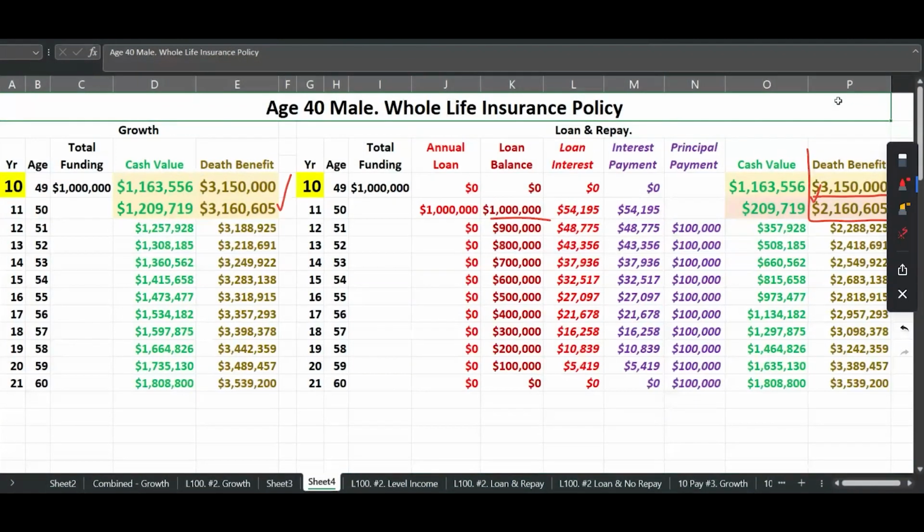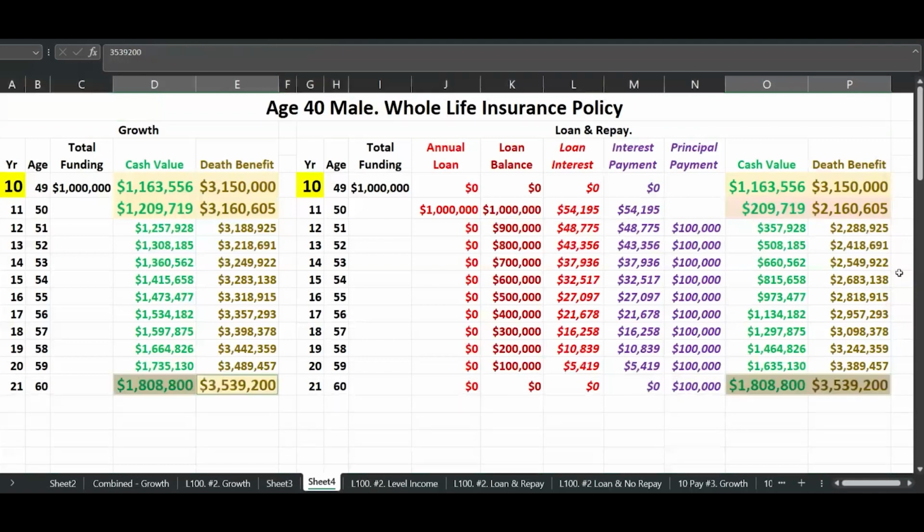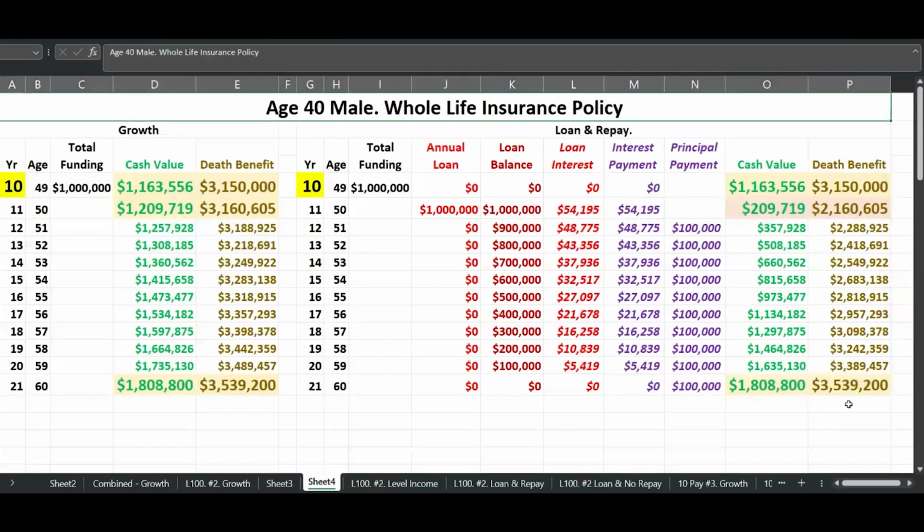So what we're going to do next is pay the interest annually and then apply $100,000 per year toward the principal. Now you can pay it back however you want. The purpose of this illustration is to demonstrate what happens to your cash value and death benefit when the loan is repaid. What do you notice here?